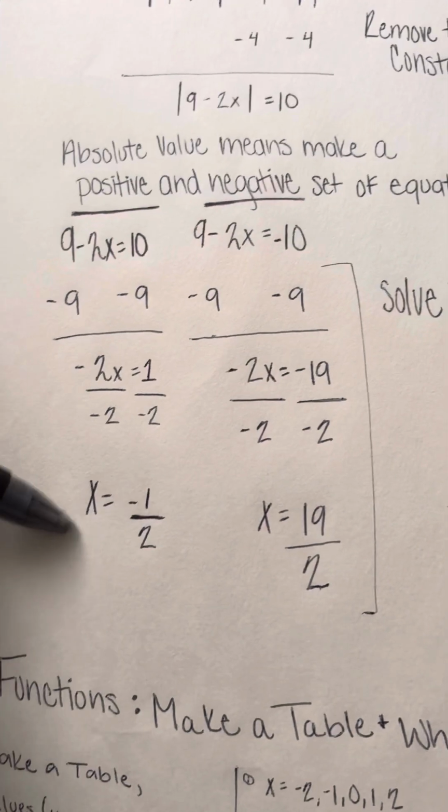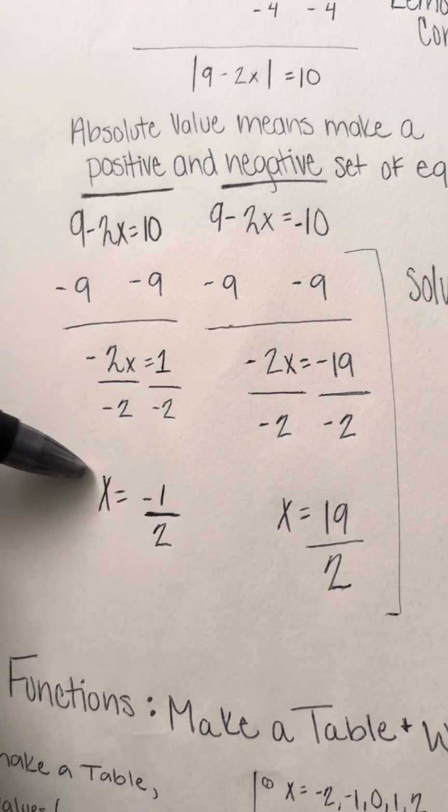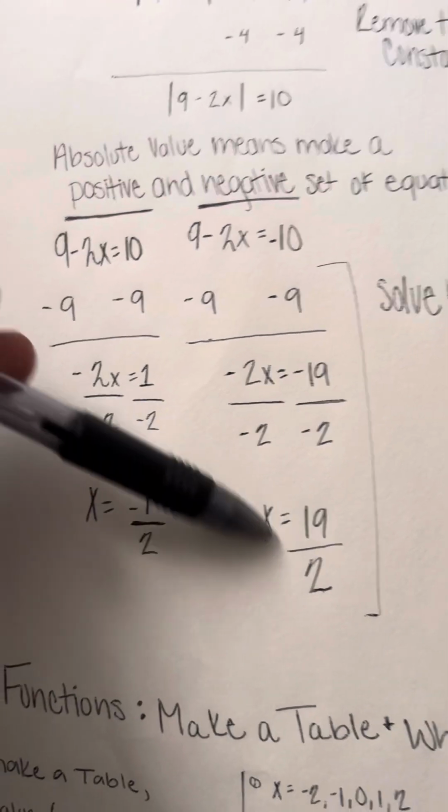So that's why your answer came out to be what it is, which is going to be x equals negative 1/2 and x equals 19 over 2.